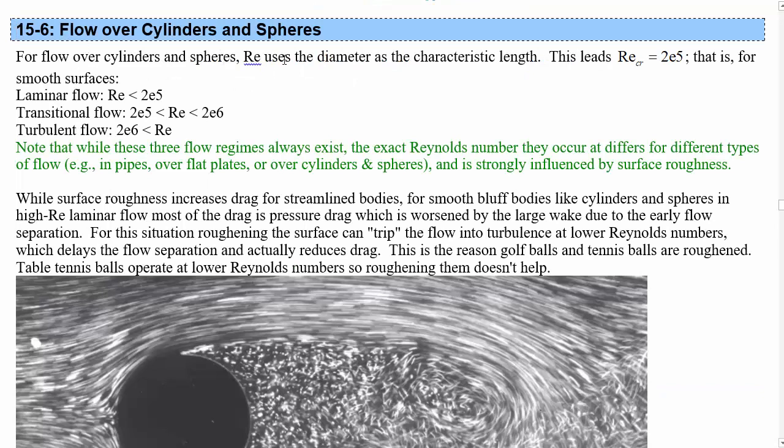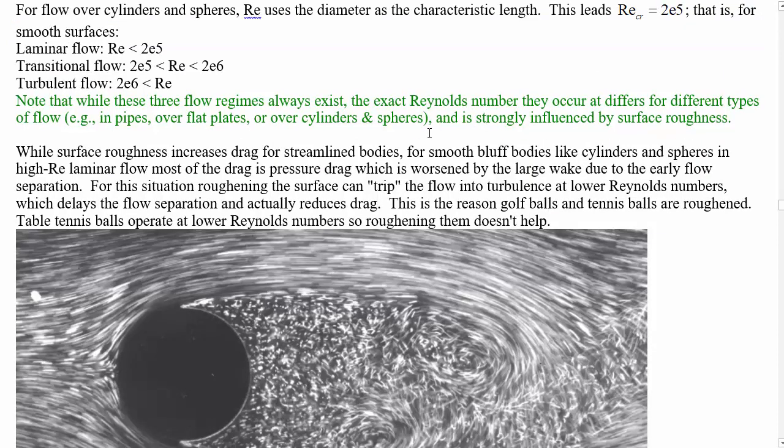15.6, flow over cylinders and spheres. Now we're going to use the diameter as the characteristic length, which leads to a critical Reynolds number of about 200,000 for smooth surfaces. Laminar flow then happens at less than 200,000. Transition starts there, and we have turbulent flow above 2 million. Quite different numbers than we had for pipe flow. These three regions always exist, but the exact Reynolds number that they occur at differs for different types of flow: in pipes, flat plates, cylinders, and spheres, and is strongly influenced by surface roughness.